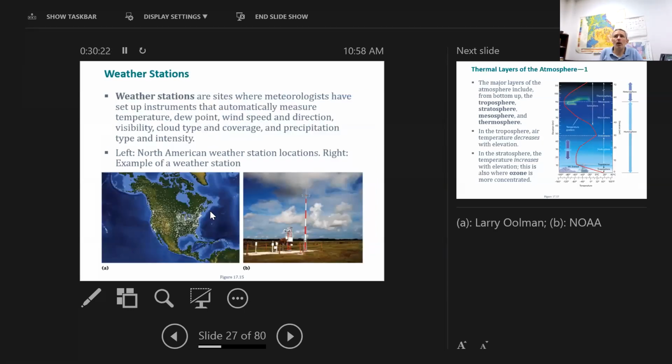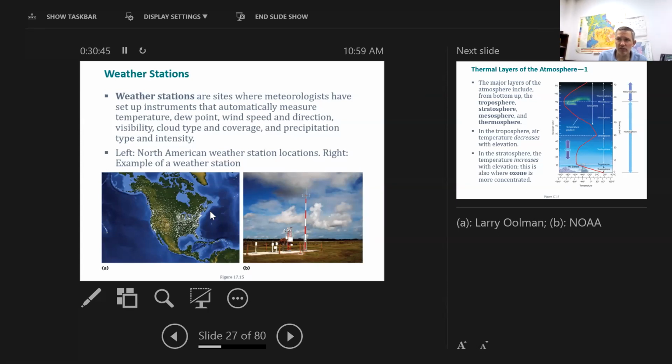When we start looking at weather stations, here's a standard weather station. I mentioned Farmington is our closest weather station here at the college. Meteorologists have a set of instruments that automatically measure the temperature, dew point, wind speed, direction, visibility, cloud type, coverage, precipitation, and intensity.